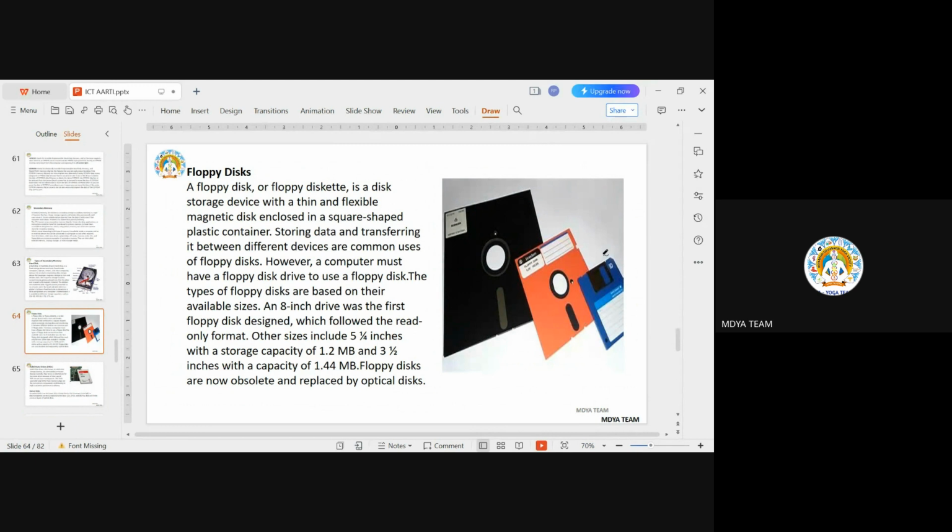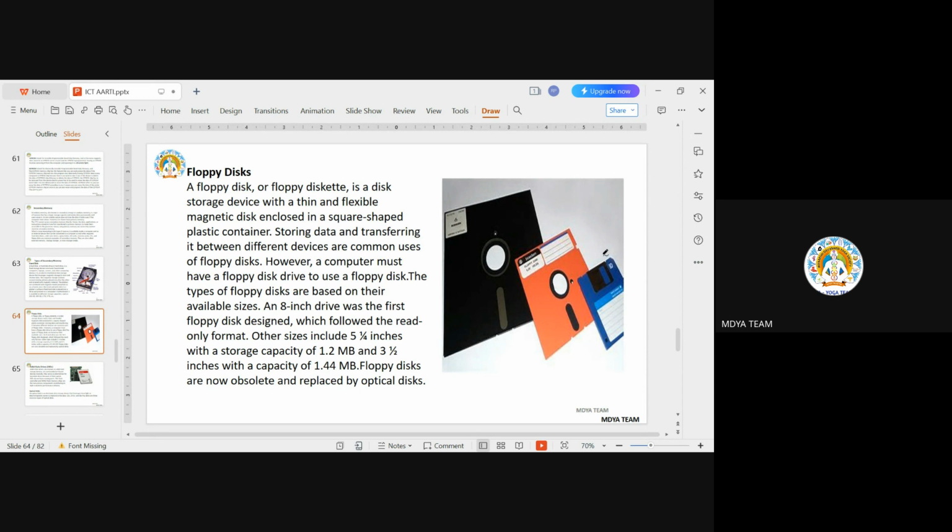Nowadays CPUs are coming without these drives, because there is a need for special drives to place the floppy disk. Nowadays CPUs are coming without floppy drives. Also, in laptops there is no need of CDs. We can't place CDs and DVDs because no CD drives or DVD drives come in today's laptops. So, floppy disk.